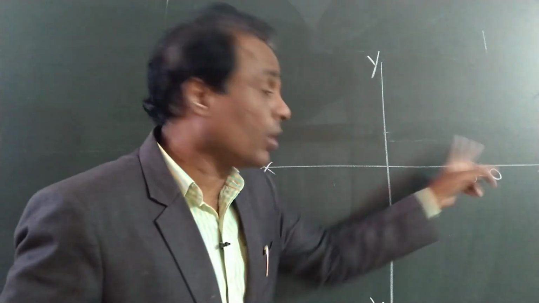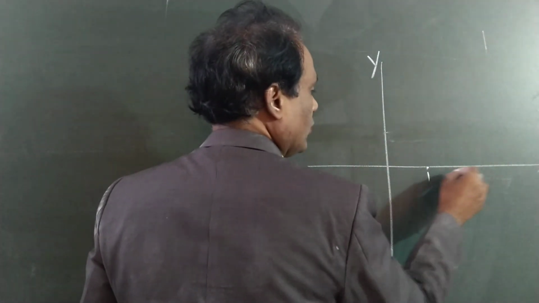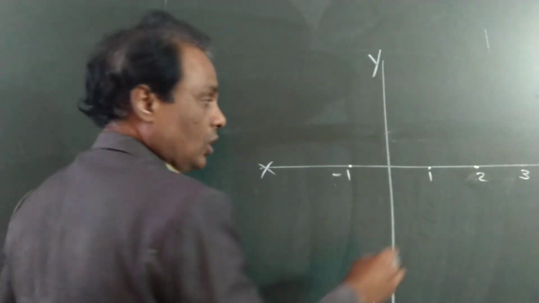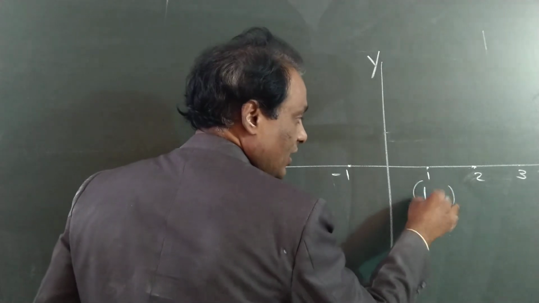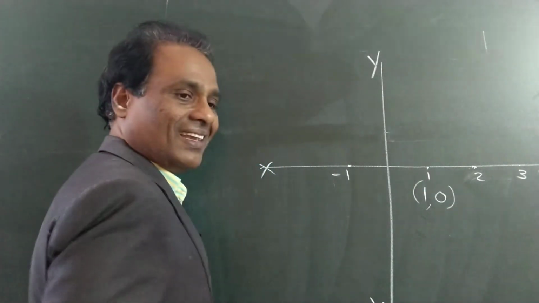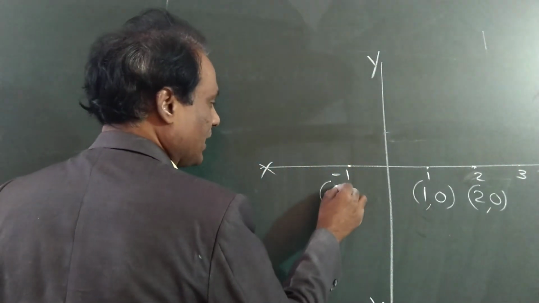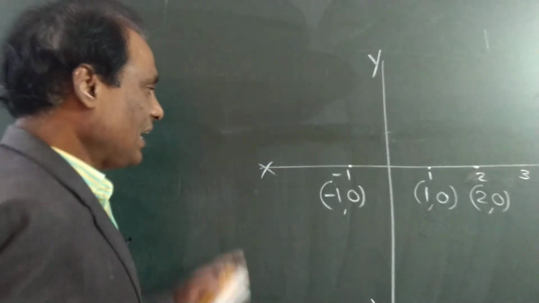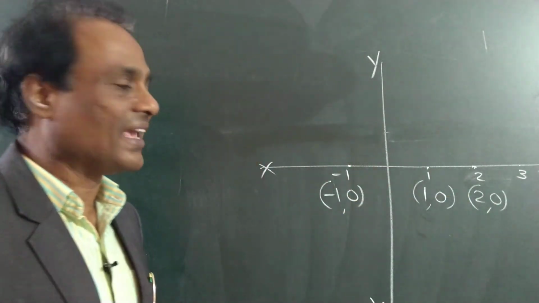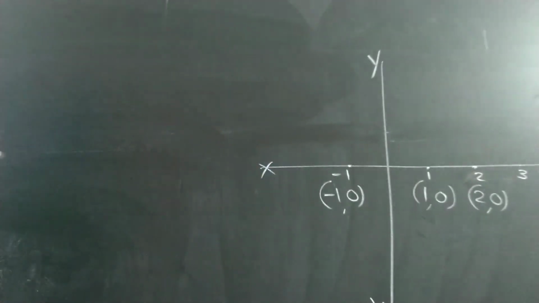So for any point on the x-axis, suppose x value 1, x value 2, x value 3, x value minus 1, what is the point here? X value 1, y value 0. X value 2, y value 0. X value minus 1, y value 0. At any point on the x-axis, the y values are zero. The x value will be something, but y is always 0. Therefore, remember this.